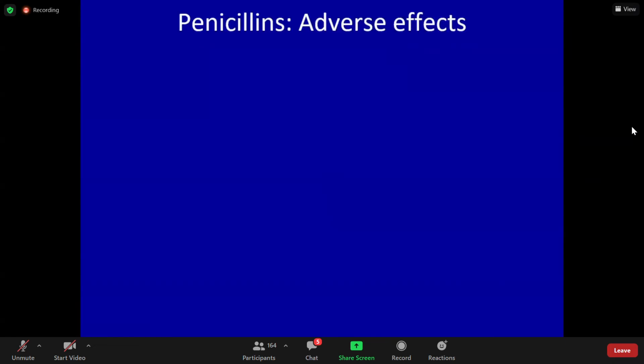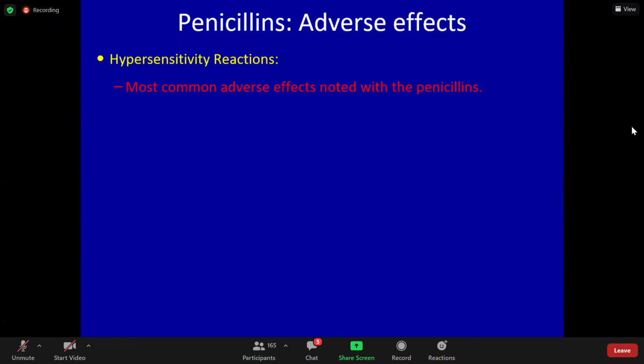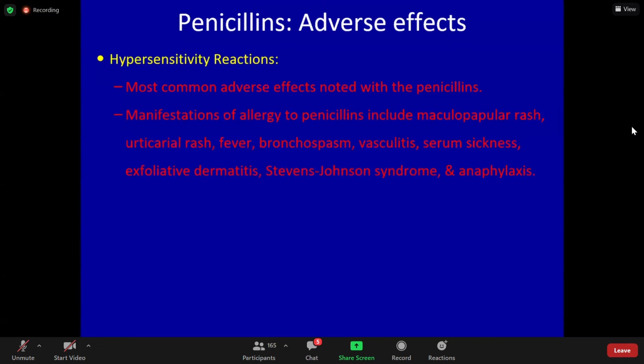Adverse effects: as I mentioned, generally it is safe because it is selectively toxic, but of course it is a chemical, and apart from the mechanism of action it has some other effects. The most important are hypersensitivity reactions, allergic reactions. They can be very mild, ranging from skin rashes to anaphylaxis, which can be very severe and can be fatal. So there is a whole spectrum of allergic reactions.